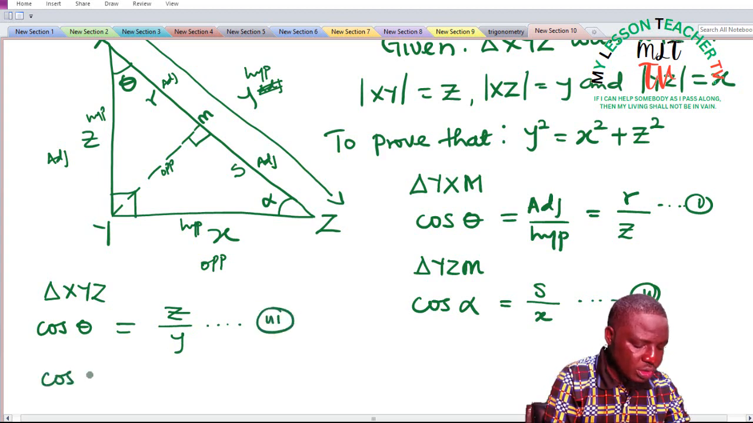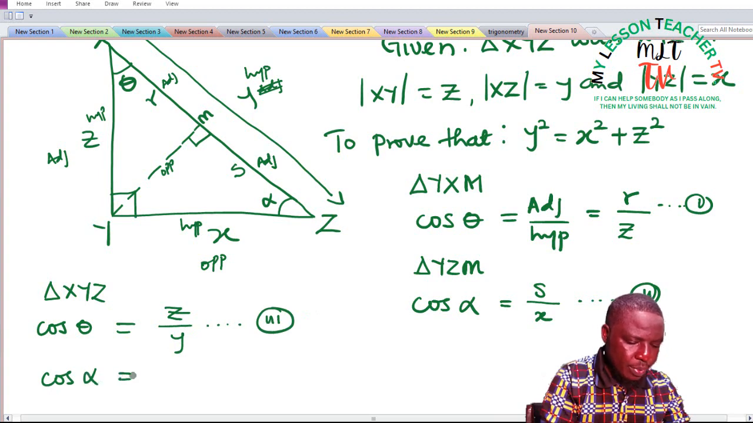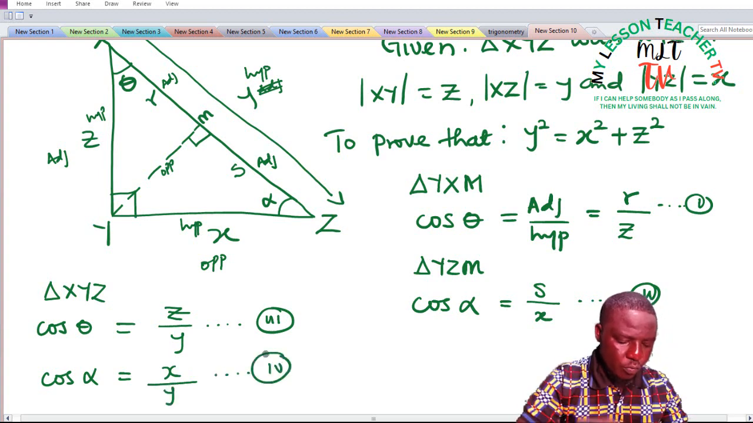While cos alpha is said to be the ratio of, since this is alpha, this becomes the opposite and this becomes the adjacent with respect to alpha. So cos alpha now is said to be the ratio of the adjacent, which is X, divided by Y. I'll call this equation 4.